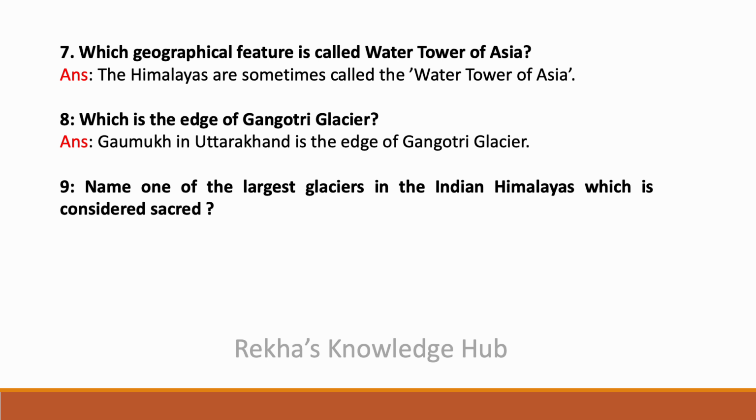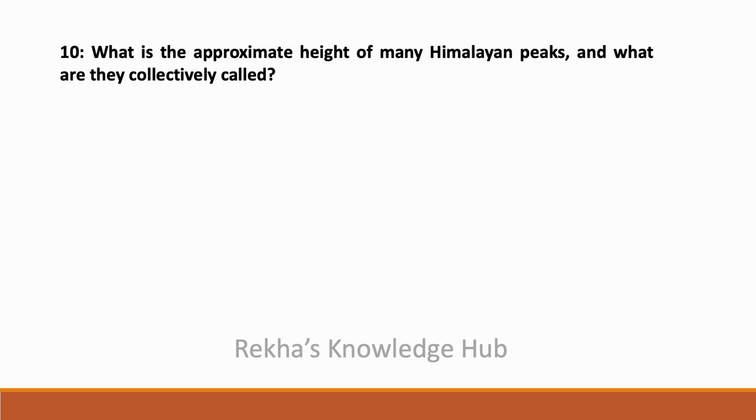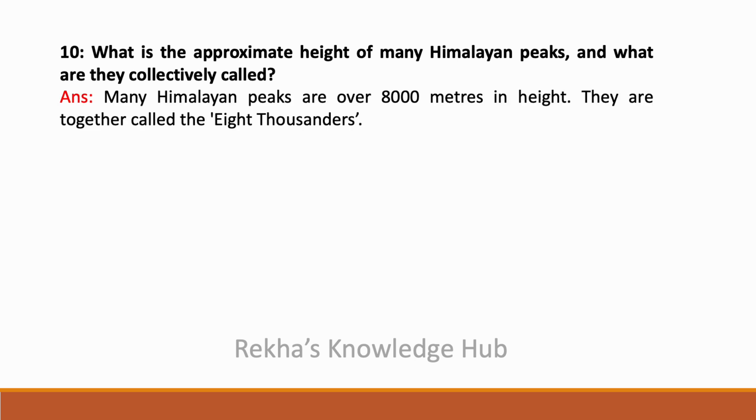Next one, name one of the largest glaciers in the Indian Himalayas which is considered sacred. Gangotri Glacier is considered sacred and it attracts many pilgrims. What is the approximate height of many Himalayan peaks and what are they collectively called? Many Himalayan peaks are over 8,000 meters in height. They are together called the 8,000ers.